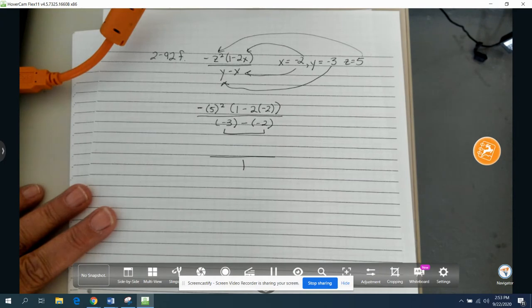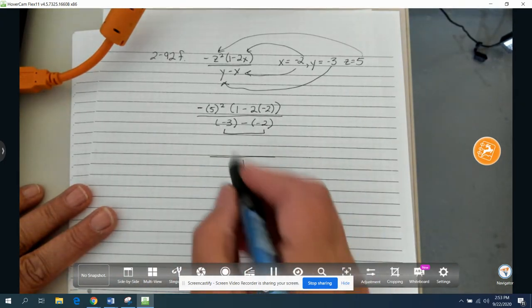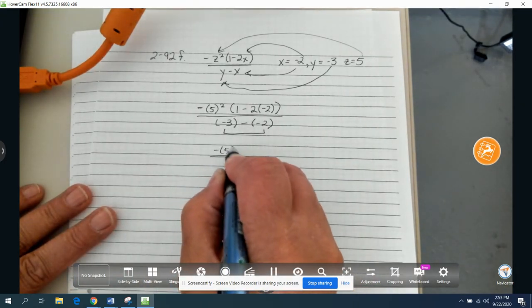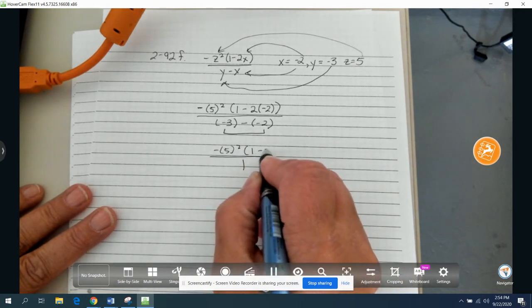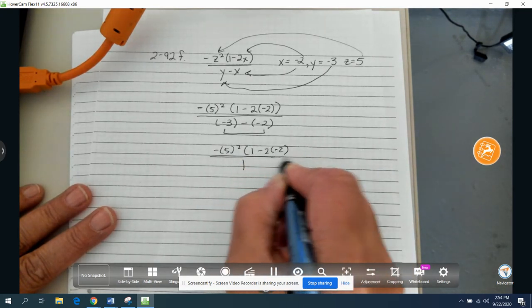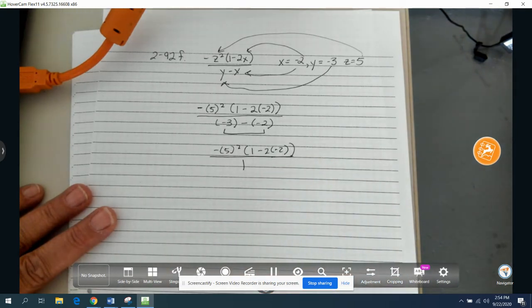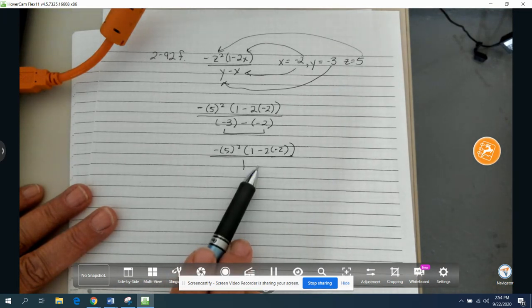Okay? And then I have to rewrite the top. So I have negative 5 squared because I didn't do anything with it. Parentheses 1 minus 2 times negative 2, and another parentheses. So the numerator and the denominator are like separate groupings, and you use order of operations on each once you've separated them out. Okay, so now that I have the denominator done, I'm going to do the numerator.